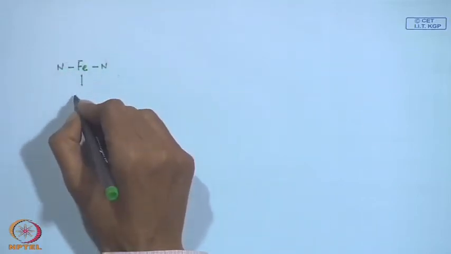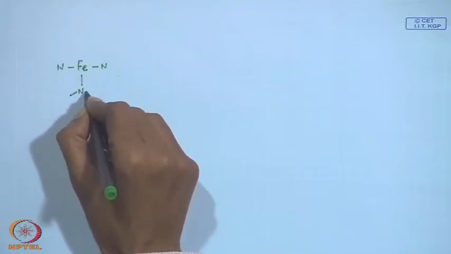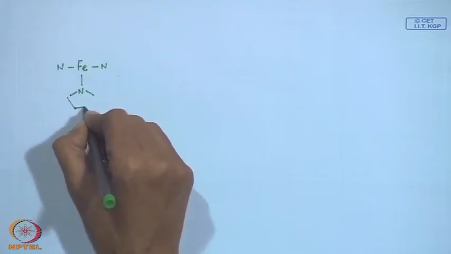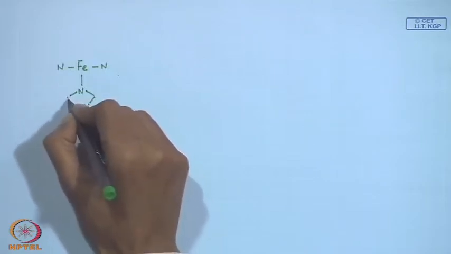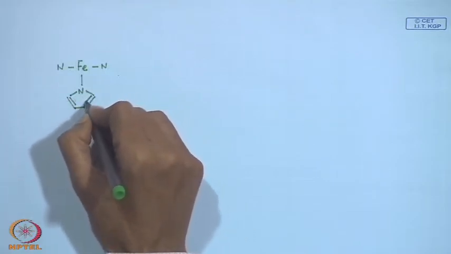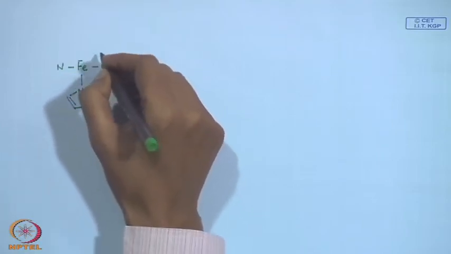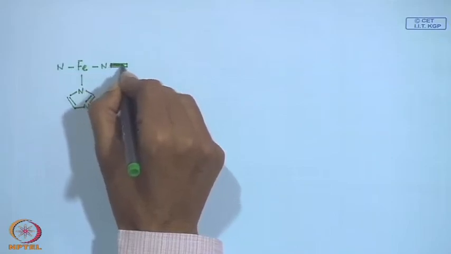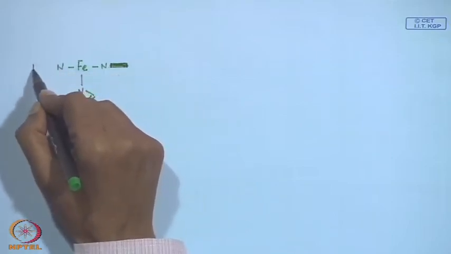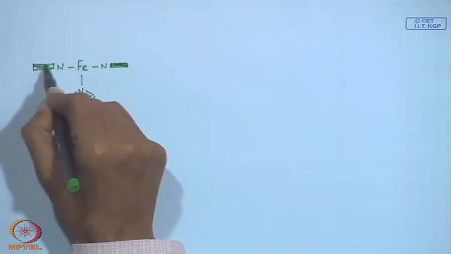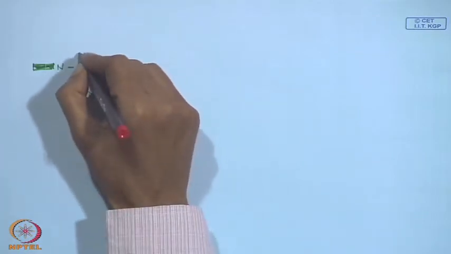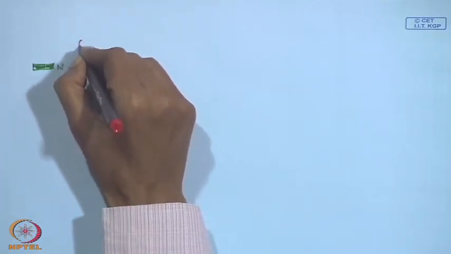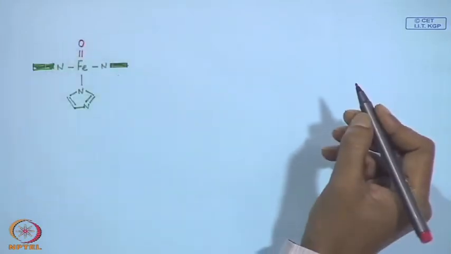Now we can see that this particular form gives us the corresponding coordination, that means you now have nitrogen from the imidazole unit, and these are the porphyrin groups. So, like catalase, it also forms a corresponding ferryl unit.